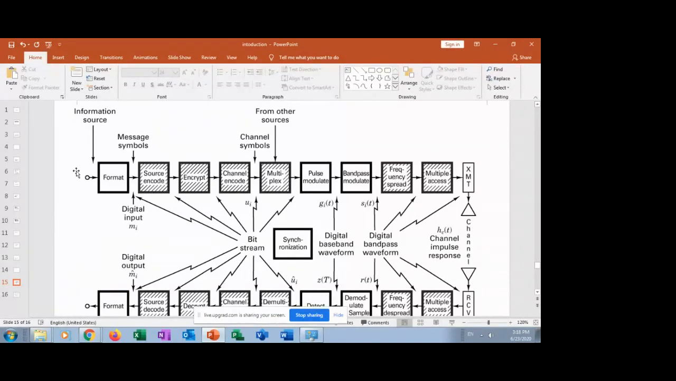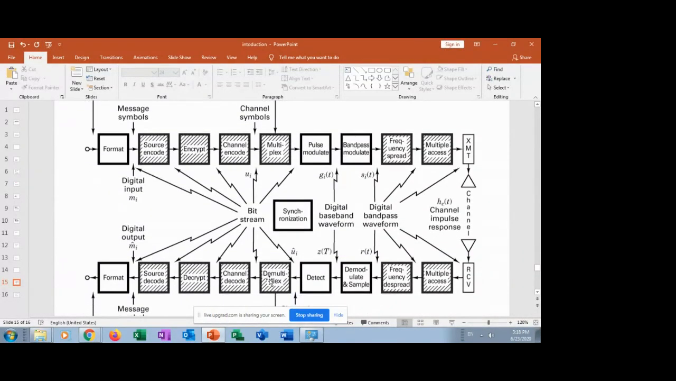So this is all about the basic block diagram, which is nothing but the 6 units that we have to study. And the exact reverse process happens at the receiver side: multiple access, demultiple access, frequency despreading, demodulation, detection. After that demultiplexing, channel decoder. Here we use encoding, so obviously at the receiver side we have to use decoding. If there is encryption like a scrambler, then it is decryption, and then source decoding and the final format, whatever information we had at the transmitter side.